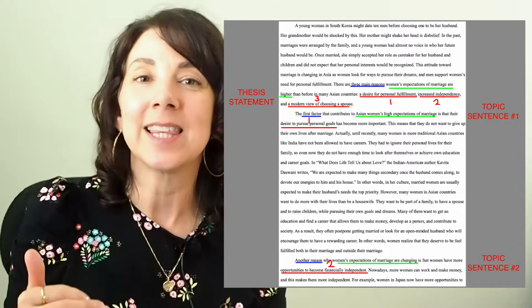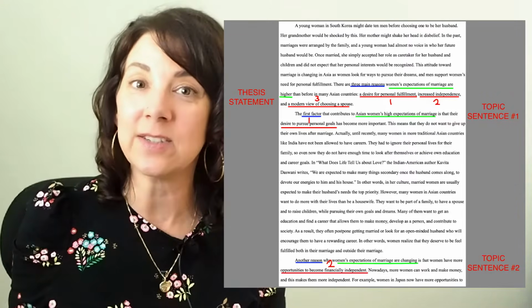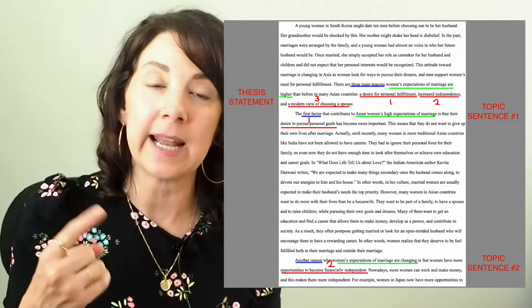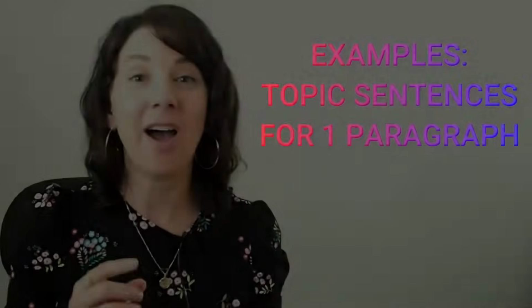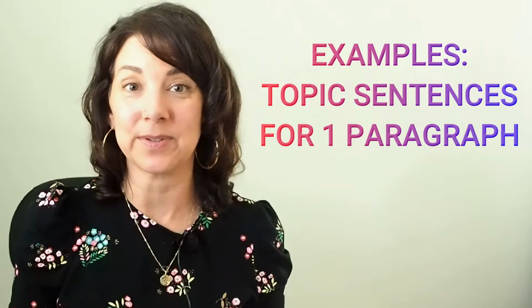And then the topic sentences of each body paragraph need to connect back to that thesis statement. When the topic sentences are not connected to the thesis statement or they are not clear, that makes the reader feel confused and frustrated. So it's really important to know how to write clear topic sentences. Okay, so let's look at some examples.